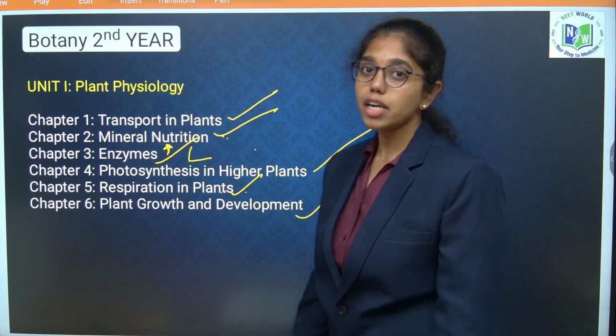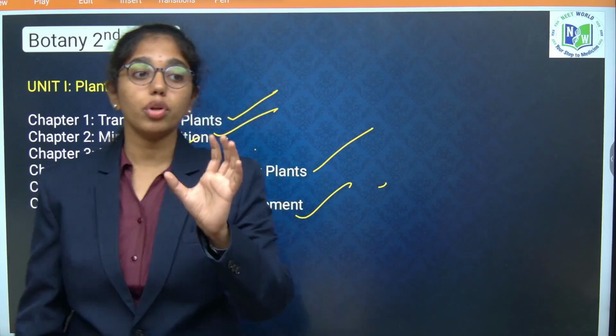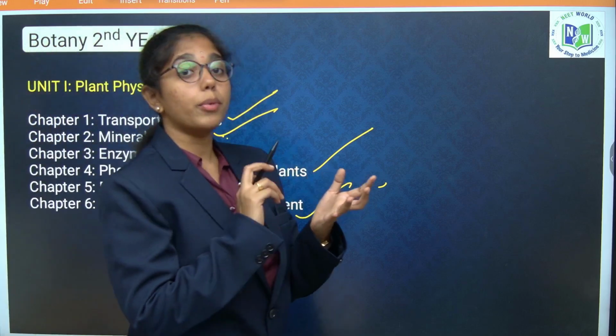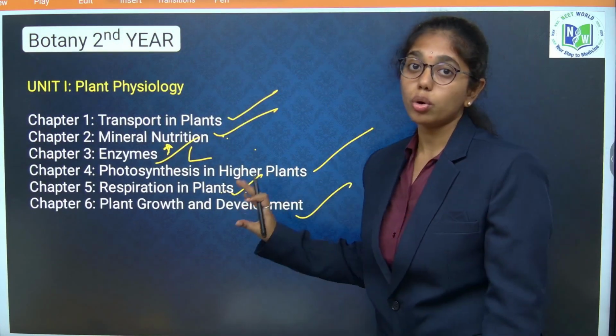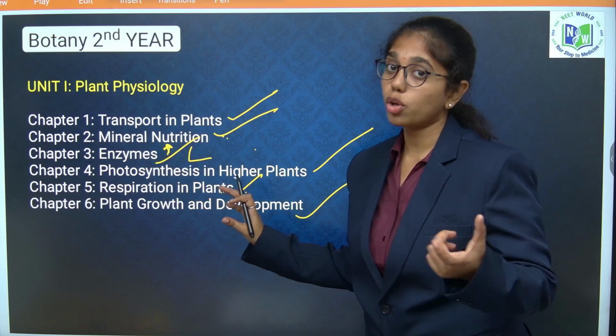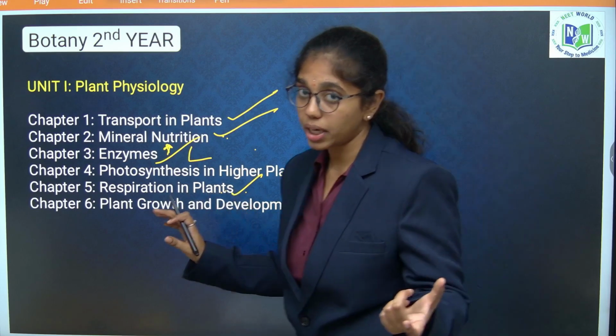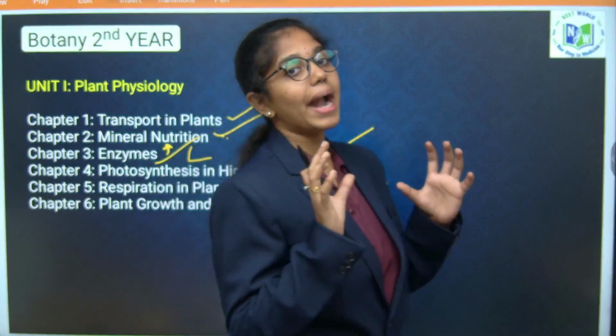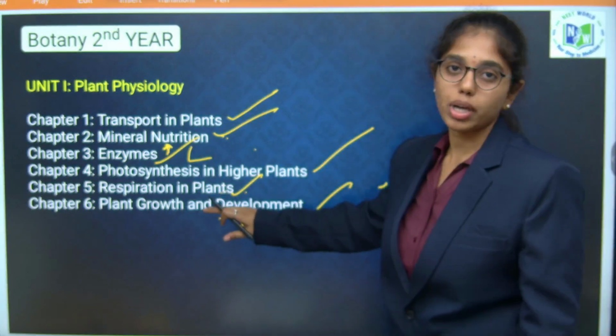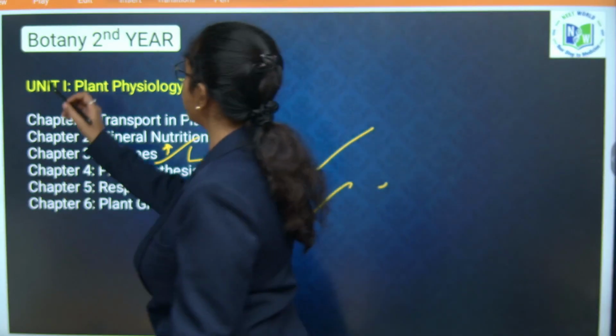Next, plant growth and development, you have to look into the graphs, growth rates, most importantly plant growth regulators, be it plant growth promoters like auxins, gibberellins, or plant growth inhibitors like abscisic acid and ethylene. All these hormones you have to focus on from this chapter.